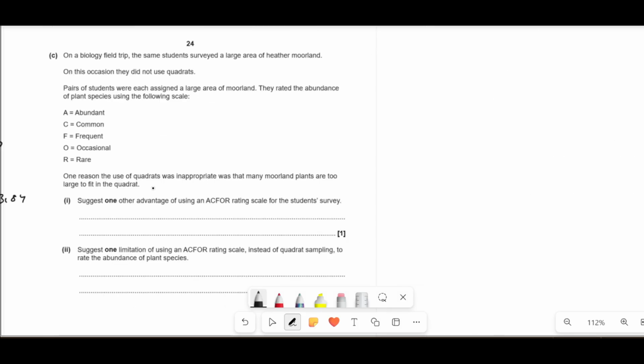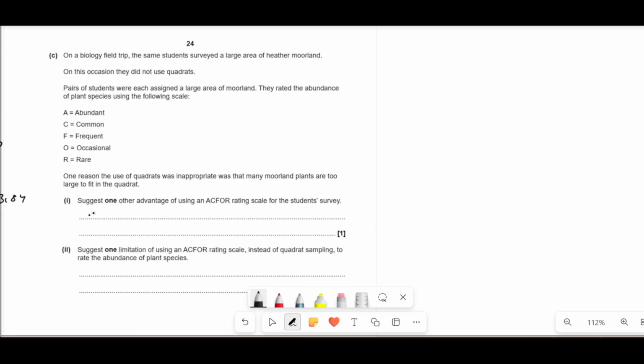On a Belgian field trip, the same students surveyed a large area of heather moorland. On this occasion, they did not use quadrats. Pairs of students were assigned a large group of moorland, and they rated the abundance of a species using the scale: A is abundant, C is common, F is frequent, O is occasional, R is rare. One reason the use of quadrats is inappropriate is that many moorland plants are too large to fit in it. What other advantage is there?